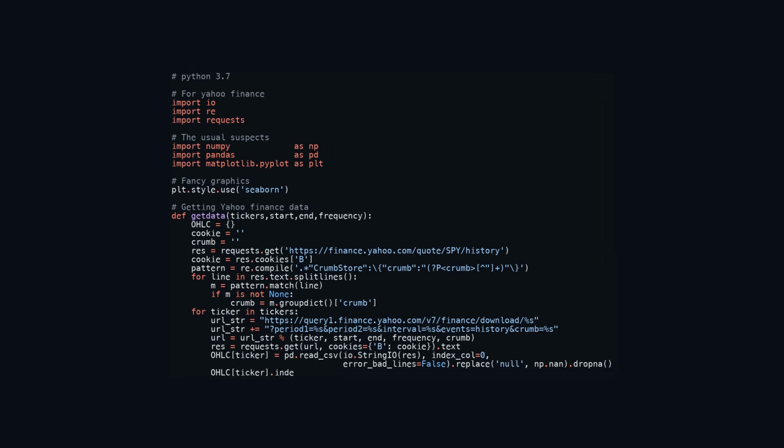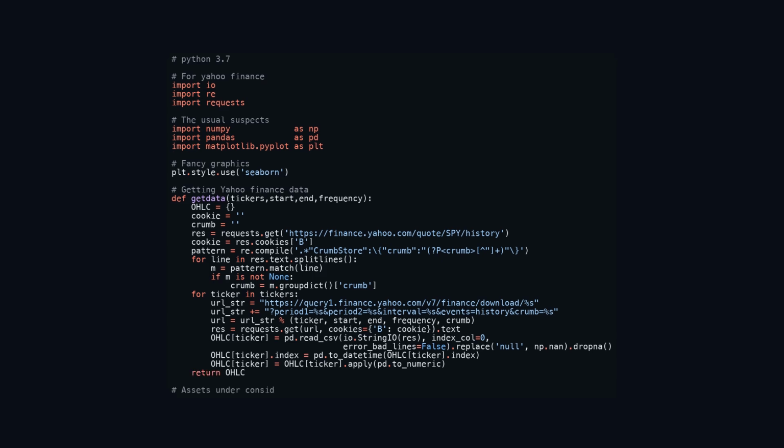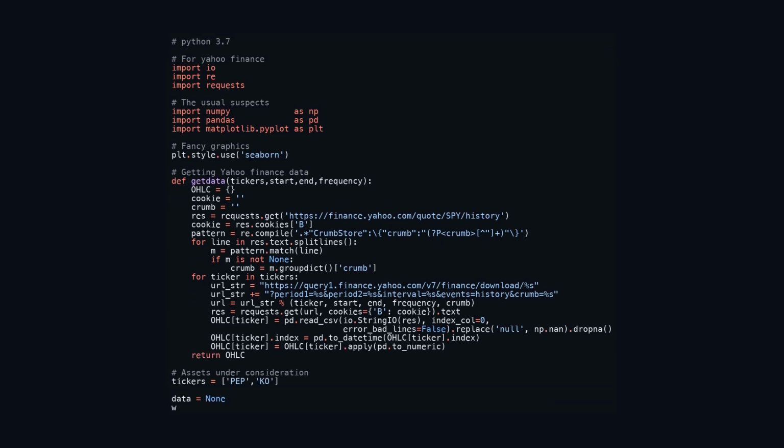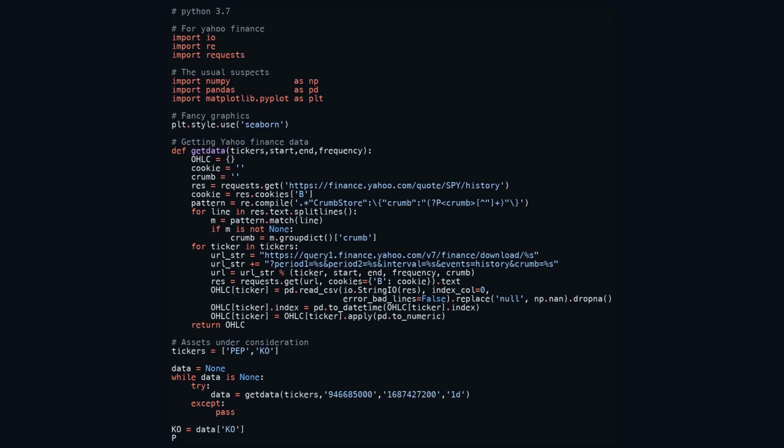The code initializes a list of tickers, such as PEP and KO, and attempts to fetch the data repeatedly until successful. Upon success, it extracts the data frames for KO and PEP from the returned data dictionary, enabling easy access and analysis of the stock data.